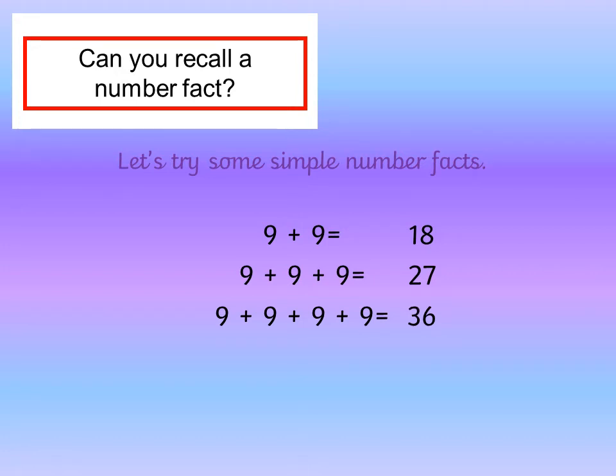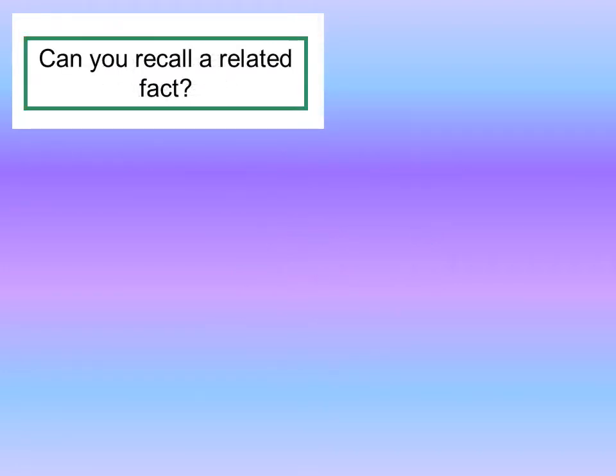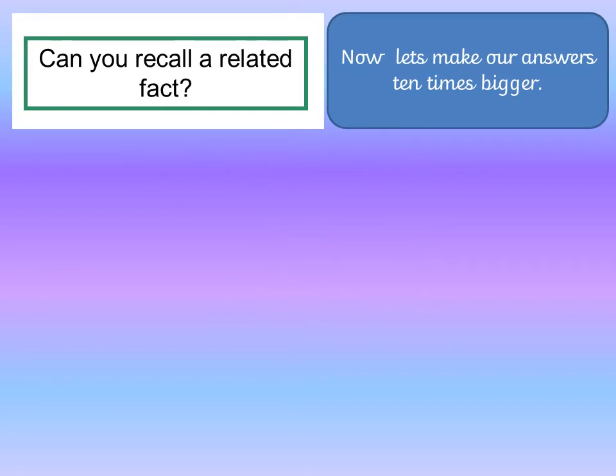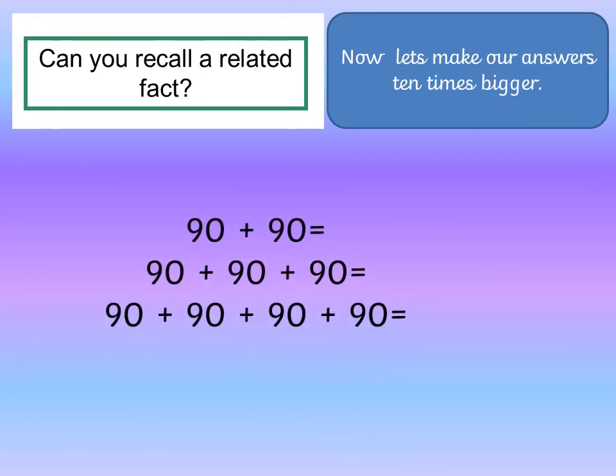Now, those of you that know your 9 times table might have spotted a bit of a pattern there. 9, 18, 27, 36. I wonder why that is. So let's look at a related fact then. I'm going to make those numbers 10 times bigger.